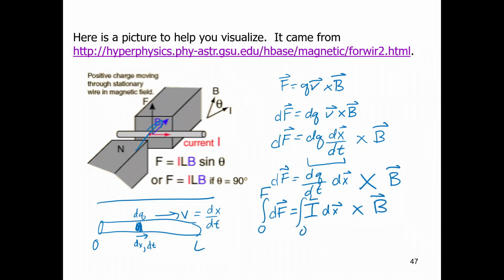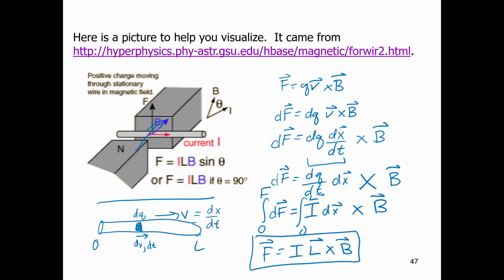I is a constant, B is a constant. So that just ends up being the integral of dx, which is just x. So that gives me that my force is equal to IL cross B. And that L is a vector because x is a vector. So that is where that equation comes from.